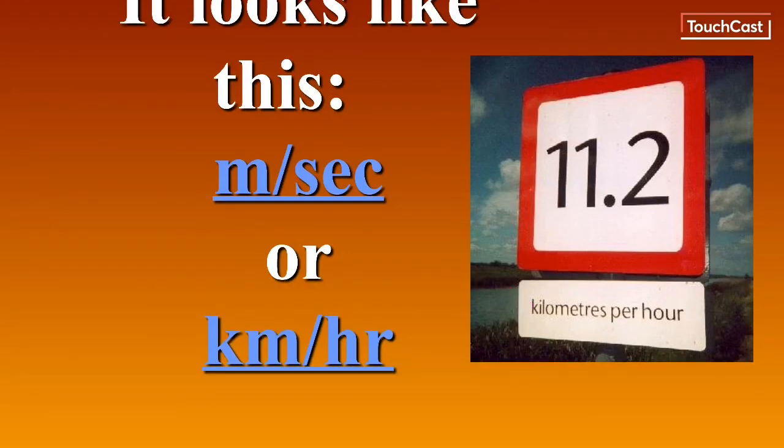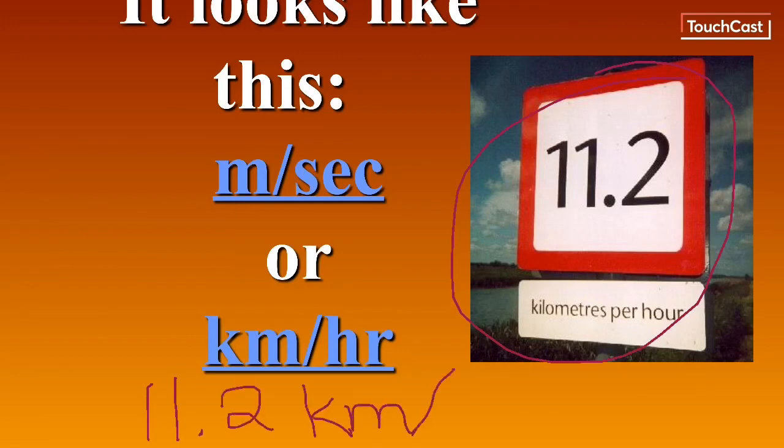Then it asks you for an example. Well, here is an example right here: 11.2 kilometers per hour. So it would look like this, 11.2 km per hr. 11.2 kilometers per hour.